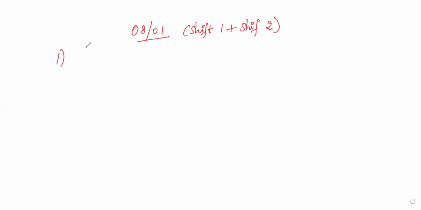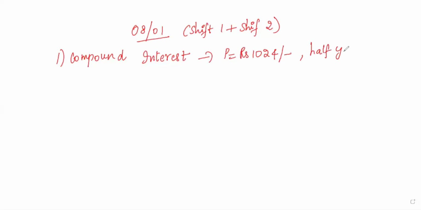In math aptitude, they have asked a sum on compound interest. The question is a sum where the principal amount is 1024, compounded half yearly, and 50% is the rate of interest. I just want to go through the formula so that you can solve the sum on your own.